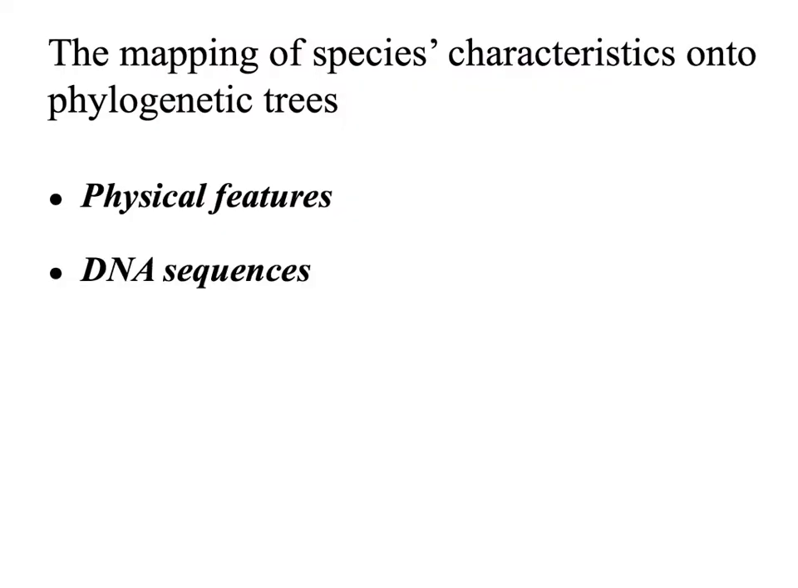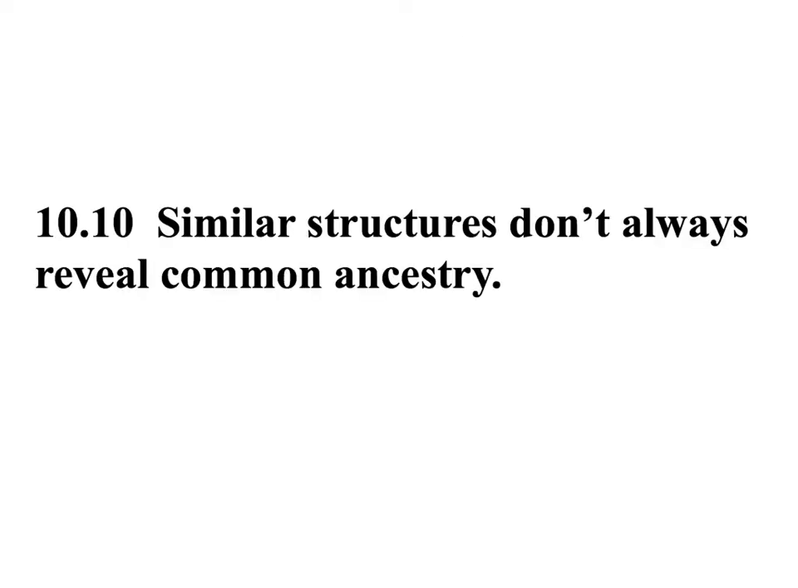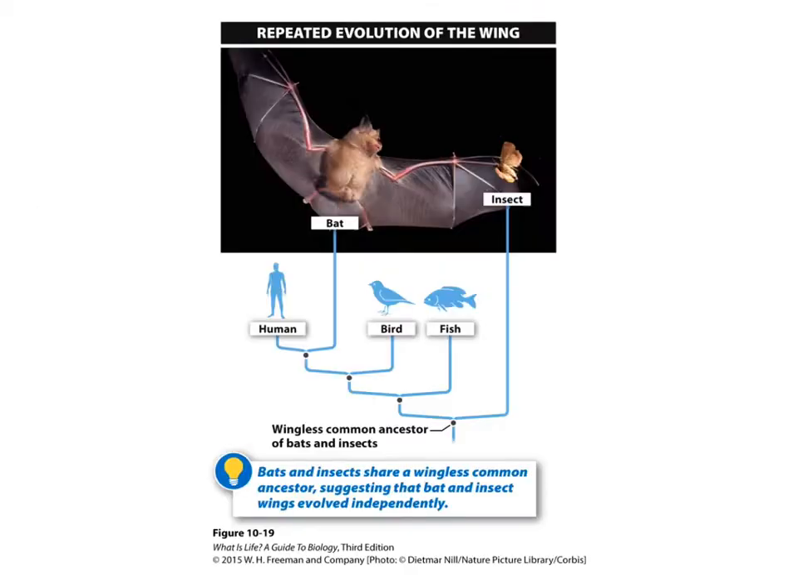The most accurate phylogenetic trees tend to use the most types of data they can find, both physical features and DNA sequences. The more evidence you have to back up your phylogenetic tree, the more strongly supported your hypothesis is. We have to keep in mind, though, that similar structures don't always reveal common ancestry.